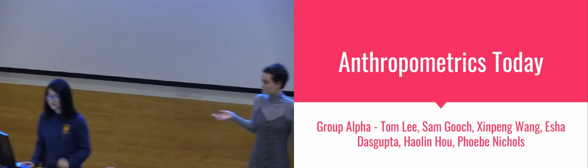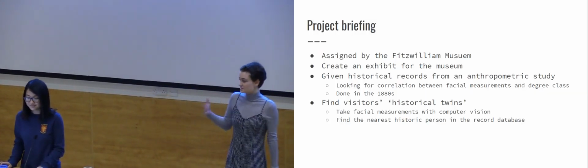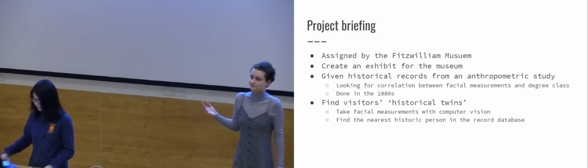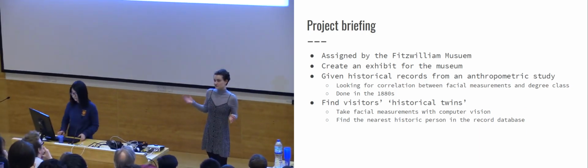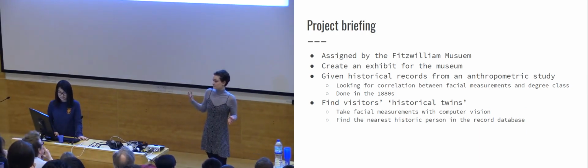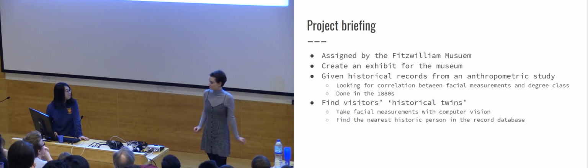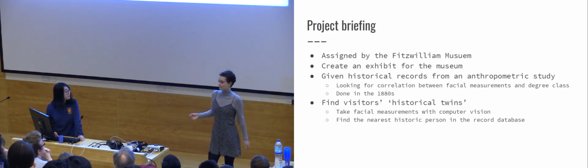So we've been assigned a project by the Fitzwilliam Museum, and we're essentially trying to create an exhibit for the museum. What they've given us is a set of historical records from an anthropometric study that was done back in the 1880s. This study was looking for a correlation between various different facial measurements and degree class. We're really trying to bring this data set to life by taking visitors to the museum and matching them to some historical twin from this data set. And that's done by using computer vision techniques on photographs of our user.